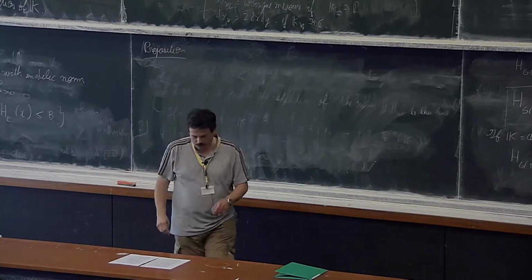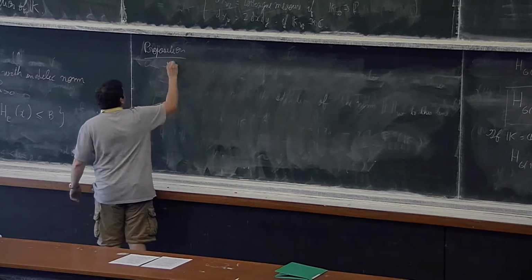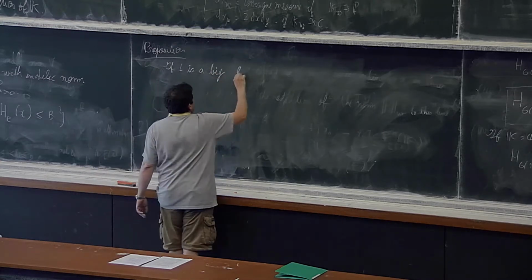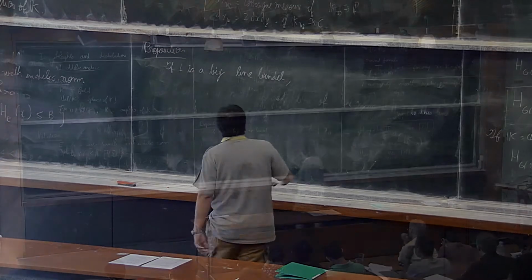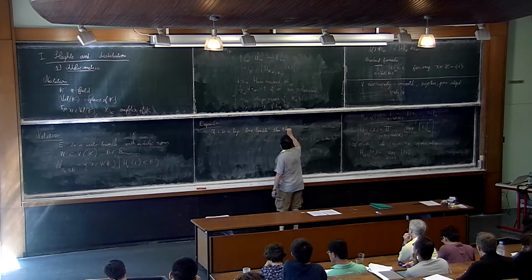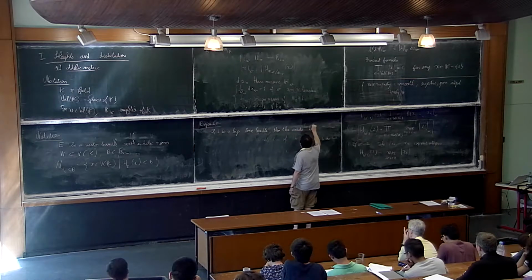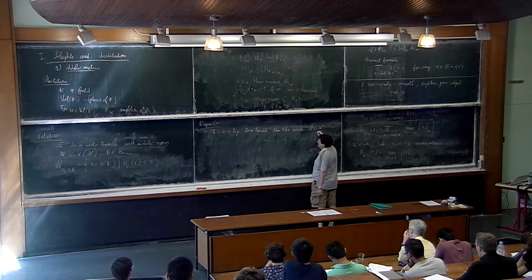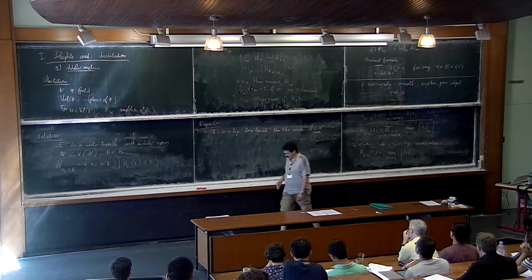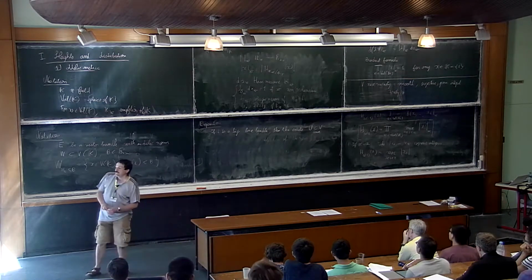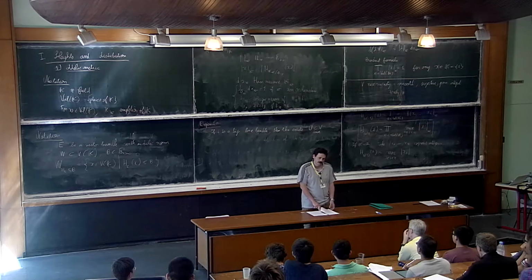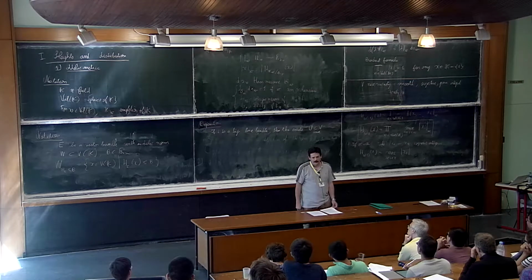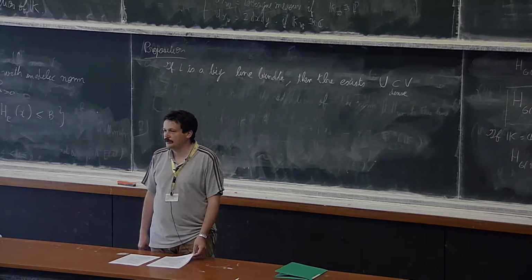So the first easy result, which was already mentioned, is: if L is a big line bundle, and you take the height relative to L, then there exists some open subset U in V. By big, I mean that its class, up to some multiple, is a sum of an ample line bundle and an effective line bundle. Or you could say that it is in the interior of the cone of effective line bundles.